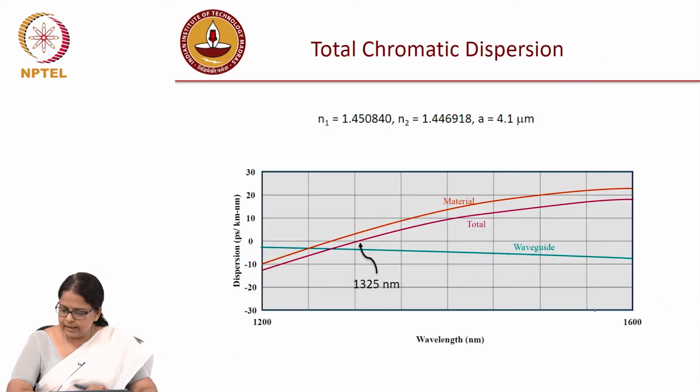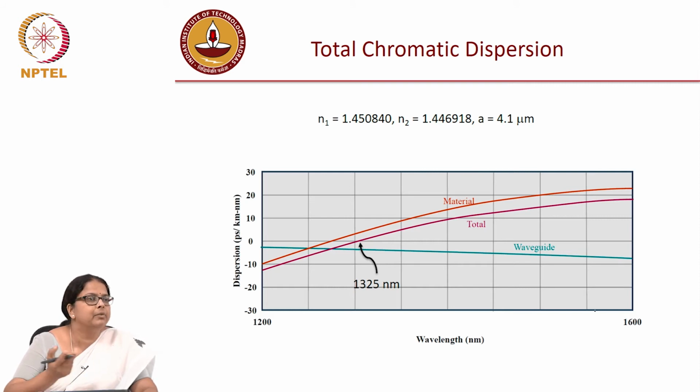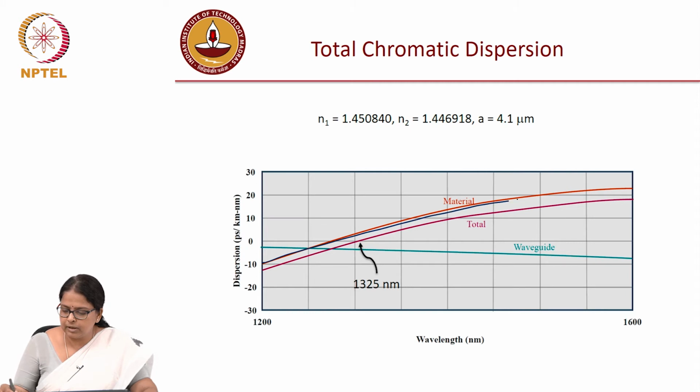So, we will take an example here. This is a standard single mode fiber, right, commercially used standard single mode fiber. N1 I have given up to 6 decimal places, because that is going to affect the value of the waveguide dispersion. N1 is this number, N2 is this number, which is smaller of course than N1, and a is 4.1 micrometer. You see this line shows the material dispersion.